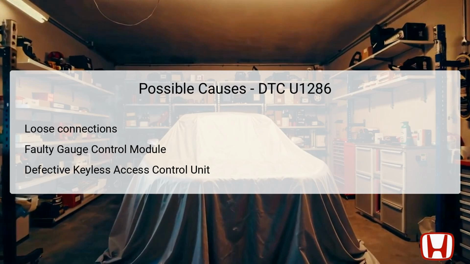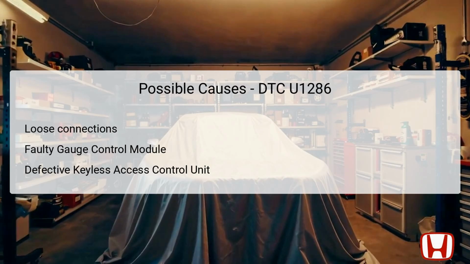Several factors can lead to the DTC U1286 error. One of the primary causes is loose or poor electrical connections between the gauge control module and the keyless access control unit. These issues can prevent the necessary signals from being transmitted, causing a loss of communication.